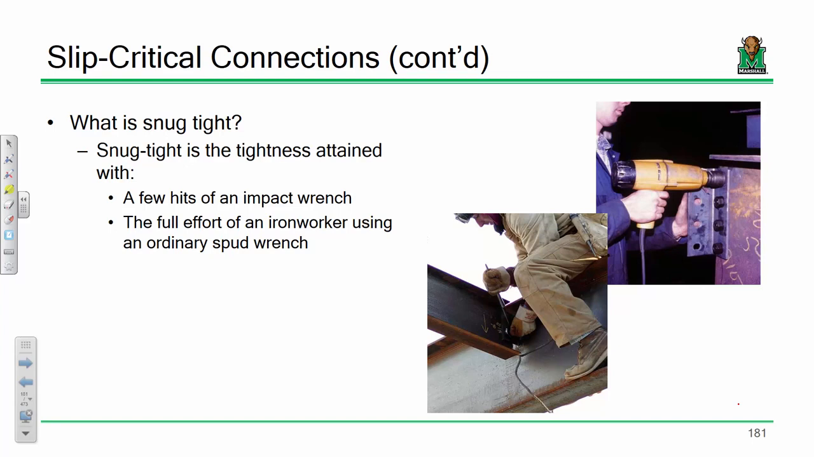Snug tight is generally the tightness attained with a few hits of an impact wrench, or usually what we would call the full effort of an iron worker with an ordinary spud wrench. So a few hits of an impact wrench or the full effort, that's going to be snug tight. Now that's not a prescribed pre-tension method of connection, but that's to get it started.